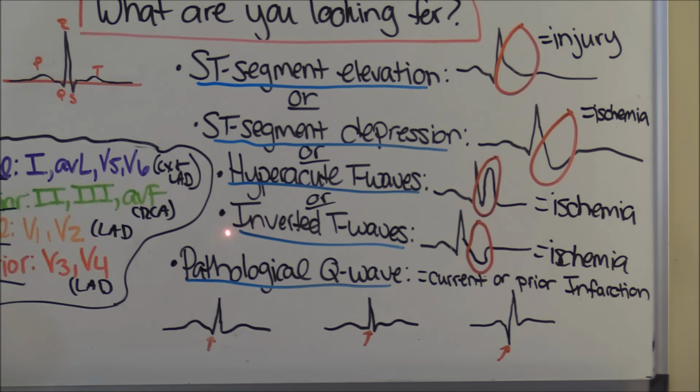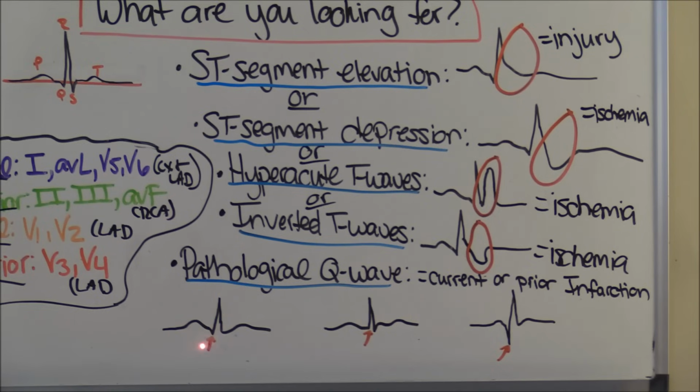Or you need to be looking for some inverted T waves. Notice our T wave is absolutely flipped underneath the isoelectric line. So if you see that, patient having chest pain, ischemia, not good. Then you may have a pathological Q wave. You really got to pay attention to this. Q wave, it's just a little area, and you need to take a lot of practice in looking at this. But this could represent a current or prior, an old infarction.